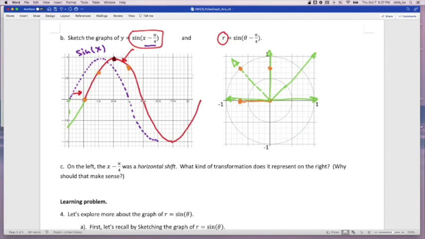Let's go to 5 pi over 4. When the green vector, the angular vector, is pointing in the 5 pi over 4 direction, what is my r value? At 5 pi over 4, my r value is 0. I'm back here. So if I trace out all the orange points, it looks something like this.